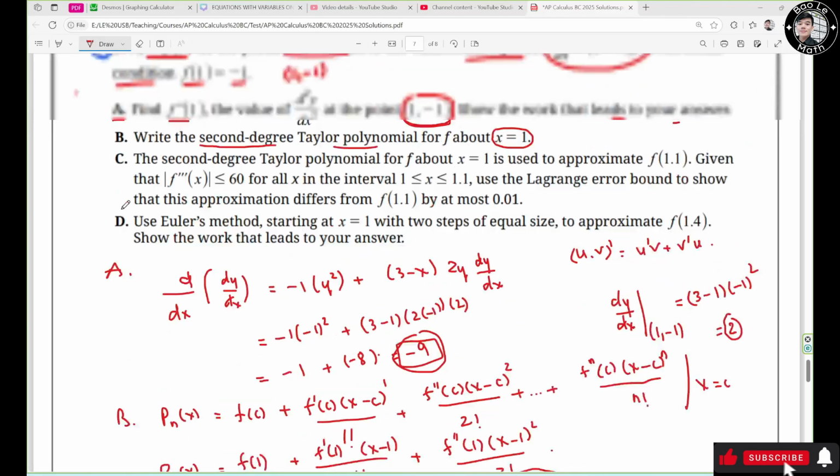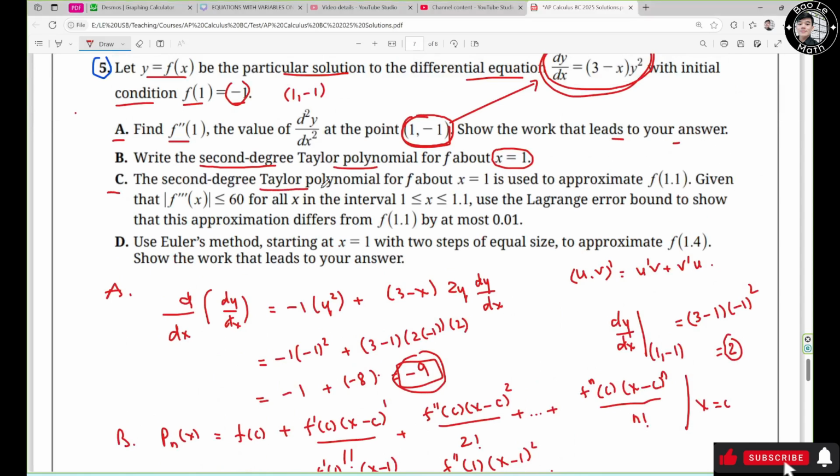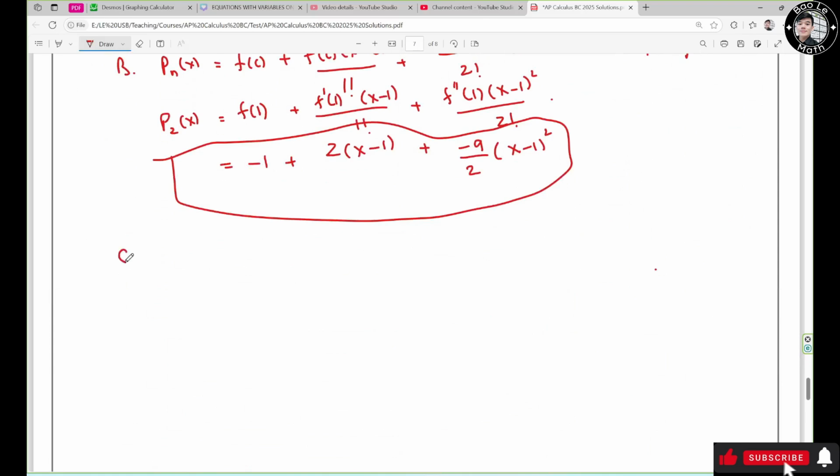Alright, now let's move on to question C. The second degree Taylor polynomial for f about s equals 1 is used to approximate f(1.1). Given that the absolute value of f triple prime(s) is less than or equal to 60 for all s in the interval 1 to 1.1, use the Lagrange error bound to show that this approximation differs from f(1.1) by at most 0.01. Alright, so question C, we have the error bound formula.